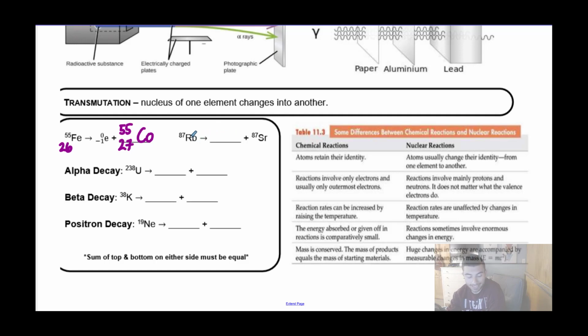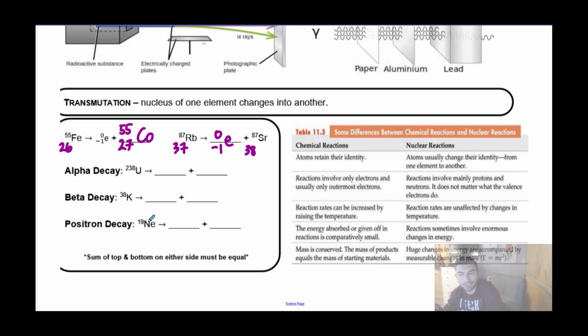For rubidium-87, rubidium has an atomic number of 37. It's turning into strontium-87, right? So we have that there. What decay would it have to go under to do that? Well, the only one that makes sense is beta decay again. The only way for its mass to stay the same and its atomic number to increase would be if a neutron is turning into a proton and beta particle. The proton stays in the nucleus, the beta particle comes flying out.